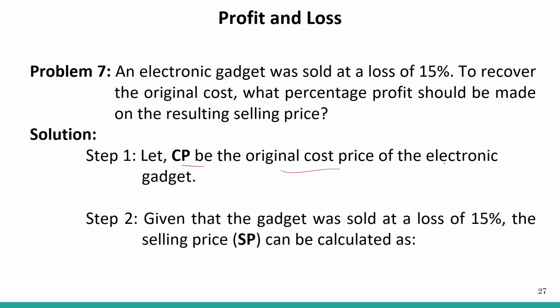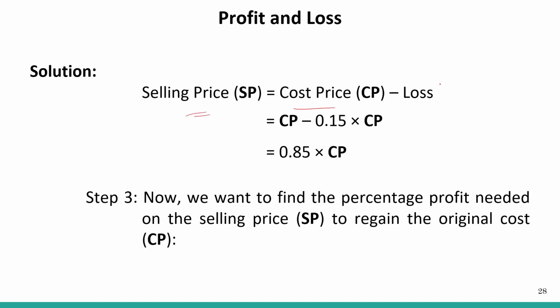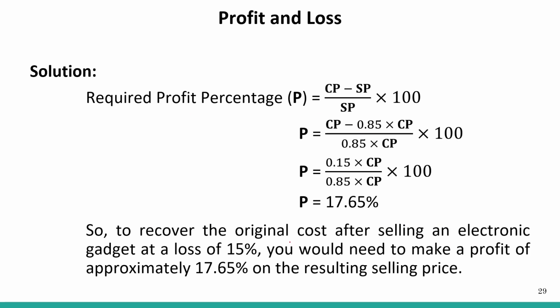So let CP be the original cost price of the electronic gadget, right? Given that the gadget was sold at a loss of 15%, the selling price can be calculated as cost price minus loss. So CP minus 0.15 into CP, so 0.85 into CP. Now we want to find the percentage profit needed on the selling price to regain the original cost. So the required profit percentage is equal to CP minus SP, whole by SP, into 100, right? This is the formula. So CP minus 0.85 CP will be 0.15 CP. In the denominator we have the new selling price, that is, after the 15% loss.